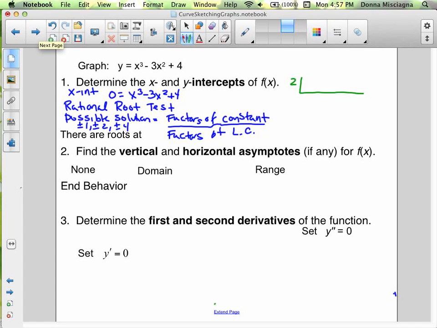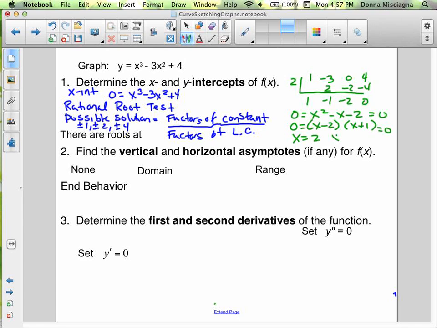So I looked at what it was. 1, negative 3, 0, 4. We bring down the 1, get 2, add, get negative 1, multiply, get negative 2, add, negative 2. Negative 2 times 2 is negative 4, add, we get 0. So that's 1. And then we have 0 equals x squared minus x minus 2. This will factor to x minus 2, x plus 1. So another 2 and a negative 1. So those are the x-intercepts. Right? So 2, 0, and negative 1, 0.